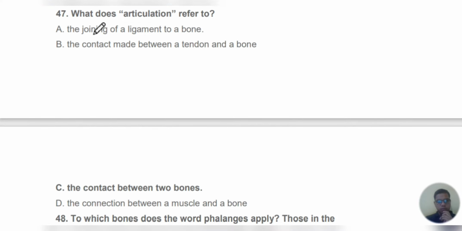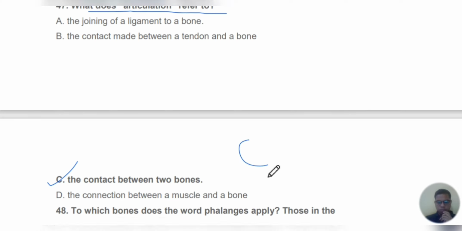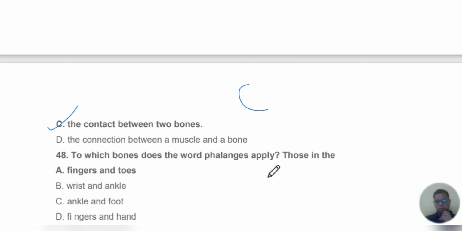Next is 47 question number. What does articulation refer to? The answer is C, the contact between two bone. Two bone ke beech jo hai, contact hai.